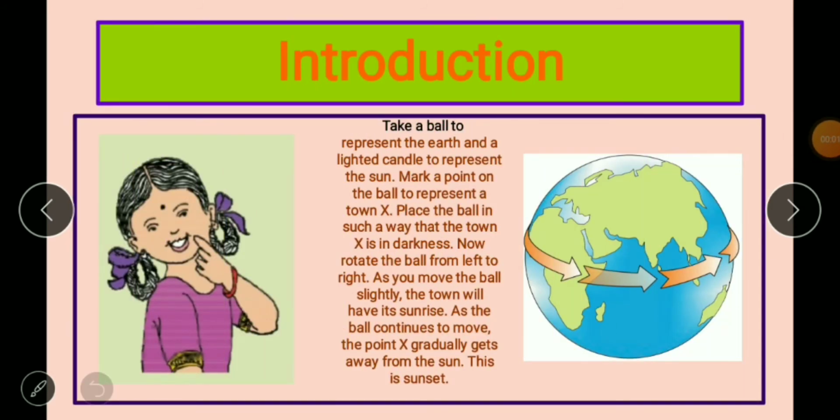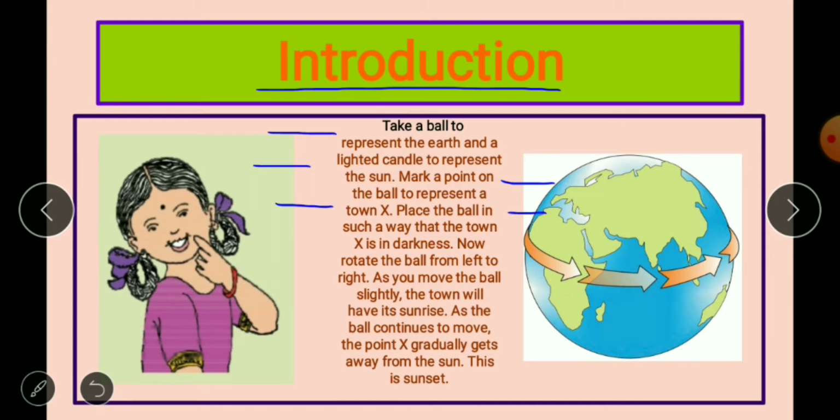First of all, let's see the introduction to the chapter. It is an activity. For this, you need a ball and a lighted candle. Take a ball to represent the earth and a lighted candle to represent the sun. Mark a point on the ball to represent a town X.